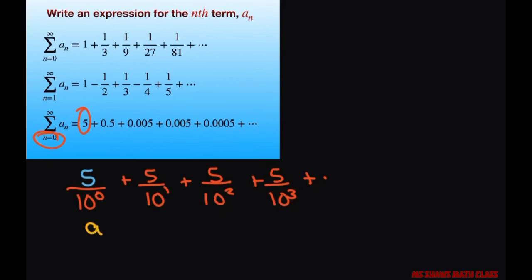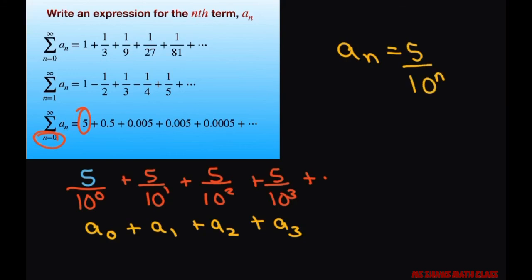So this is a sub 0 plus a sub 1 plus a sub 2 plus a sub 3 and so on. Thus our a sub n is going to equal, our numerator is always going to be 5 divided by 10 to the nth power, or you can write it as a sub n equals 5 times 0.1 to the nth power. And that's all.